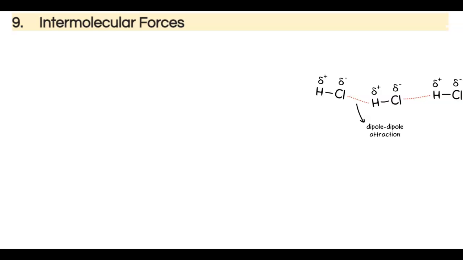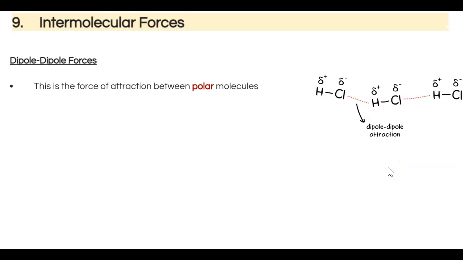And so as a result of that, we have the chlorine's slightly negative pole of one HCl molecule attracted to the slightly positive pole in an adjacent HCl molecule, and specifically that hydrogen end. Okay, so that's what a dipole-dipole force is. So dipole to dipole. We see this when we look at polar molecules that have permanent dipoles, based on the type of bond between those two atoms.